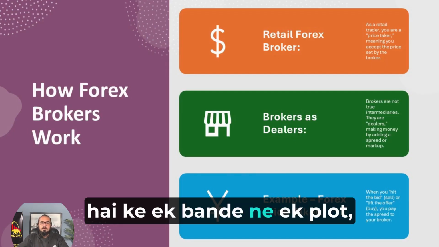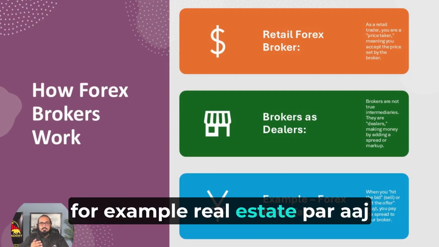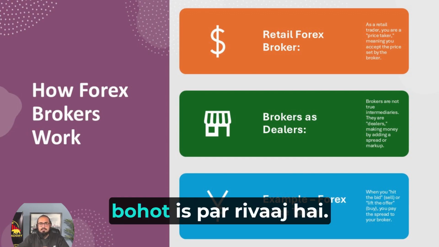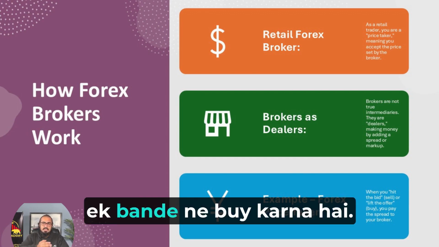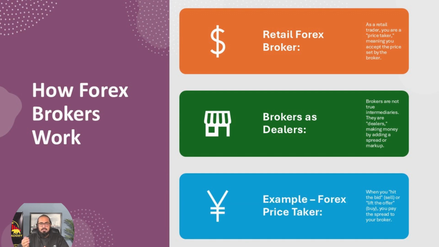We need to buy something, for example, in real estate. Today, there is a lot of buzz about it in India and Pakistan. One person needs to sell a product and another needs to buy it. So what is the role of a middleman? They facilitate the meeting between the buyer and the seller. Takes a commission from them.